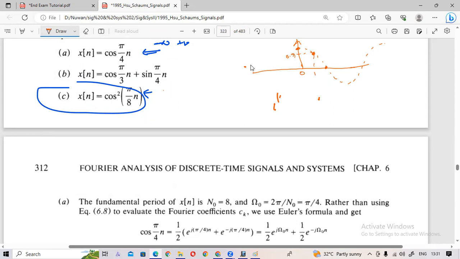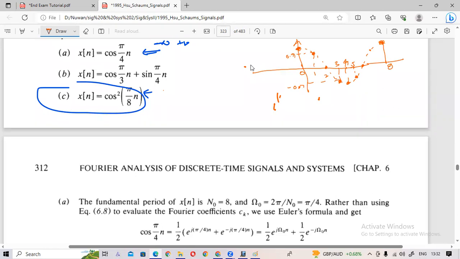N is equal to 2, the value will be 0. N is equal to 3, again the value will be around minus 0.5. Then 4 will be here, 5 again will be here. And 6 will be here, 7 will be here, and 8 will be here again. So this is the 8 value, and this is repeating here.